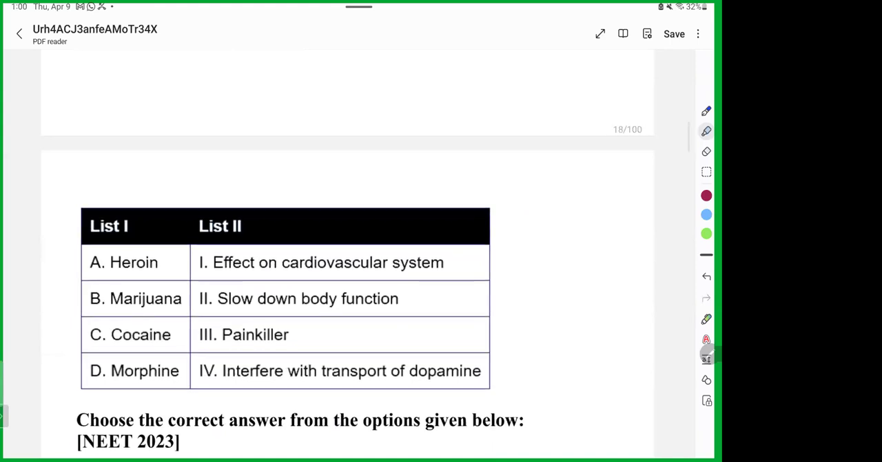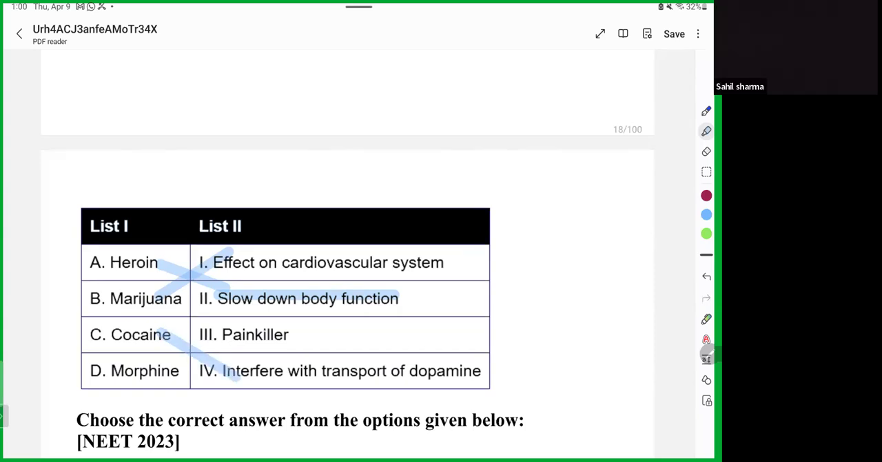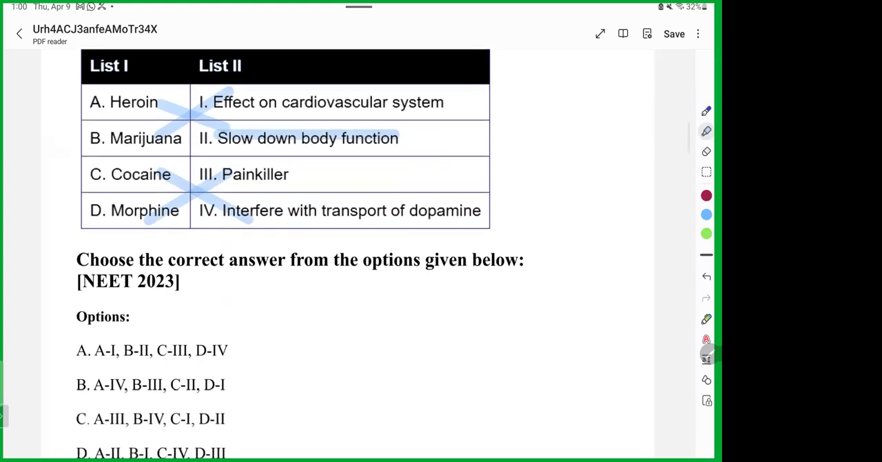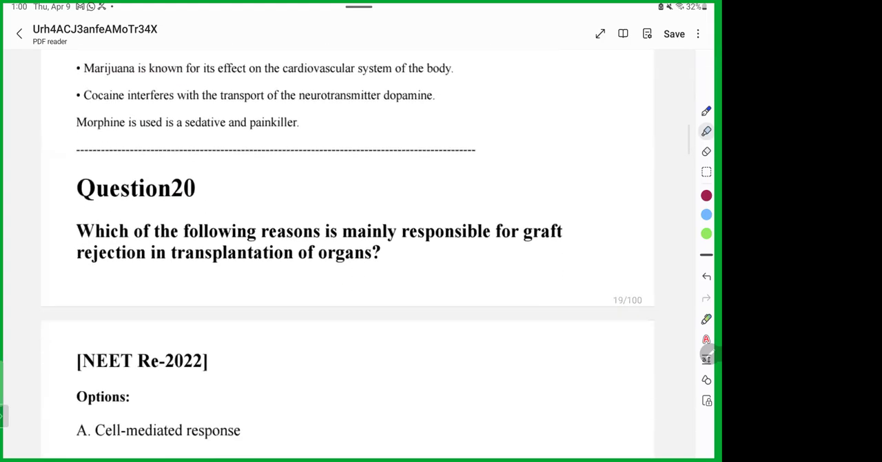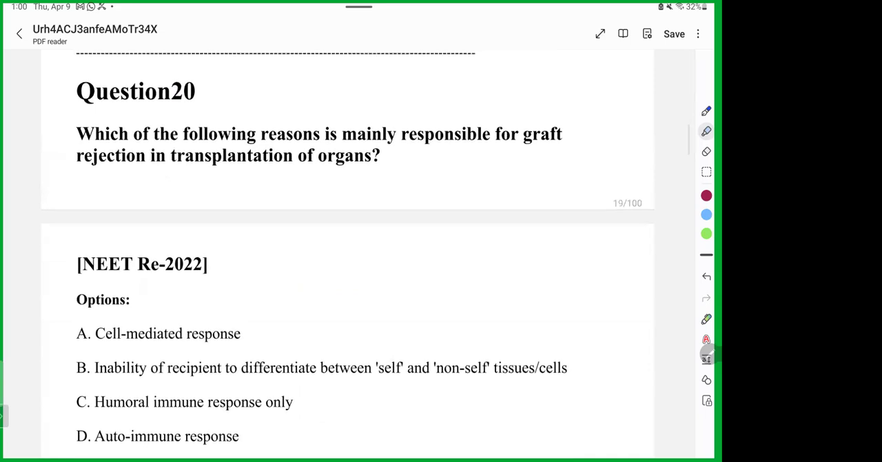Next, Sahil: heroin, marijuana, cocaine. Sir, first cocaine matches B, second matches A, cocaine's is 4th and D is 3. Exactly. Next, these are the reasons for graft rejection: cell-mediated response.